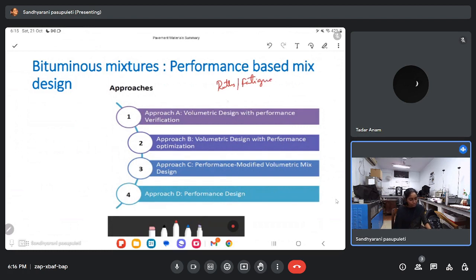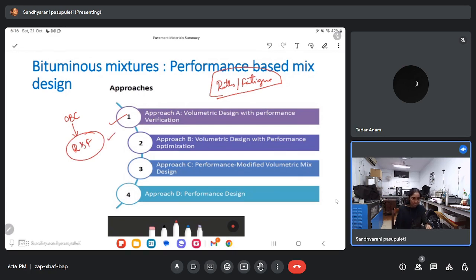mixtures. In order to consider performance-based mix design, there are four approaches. In approach A, this is completely a volumetric mix design like the previous one, but one difference is after calculating the final OBC, let us say in the Marshall mix design, using that OBC, we also try to cast the samples and perform the rutting and fatigue test, and we make sure that those mixtures will also satisfy the performance criteria.